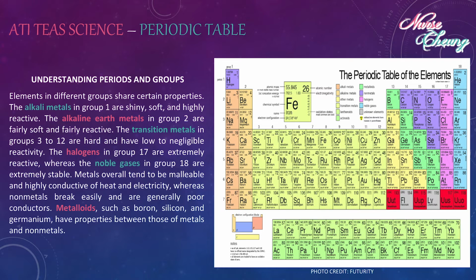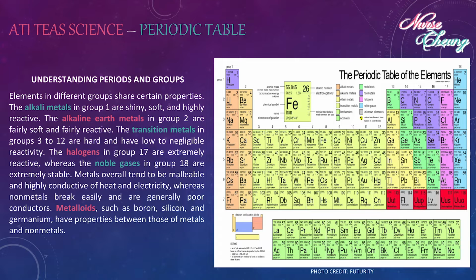Elements in different groups share certain properties. The alkali metals in group 1 are shiny, soft, and highly reactive. The alkaline earth metals in group 2 are fairly soft and also fairly reactive. The transition metals in group 3 through 12 are hard and have low to negligible reactivity. The halogens in group 17 are extremely reactive, whereas the noble gases in group 18 are extremely stable.